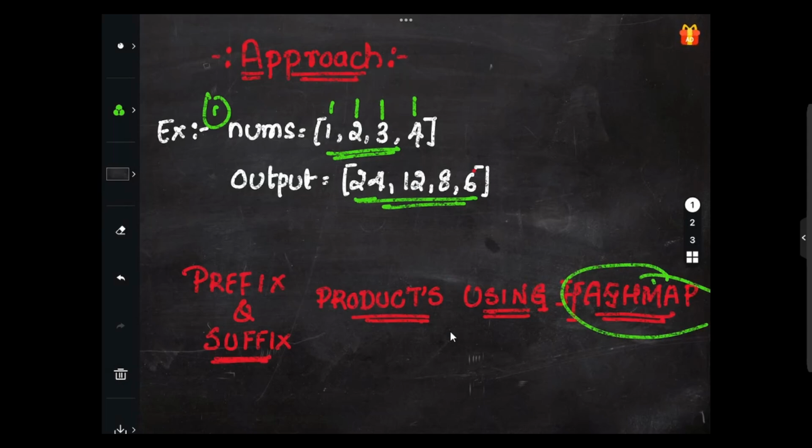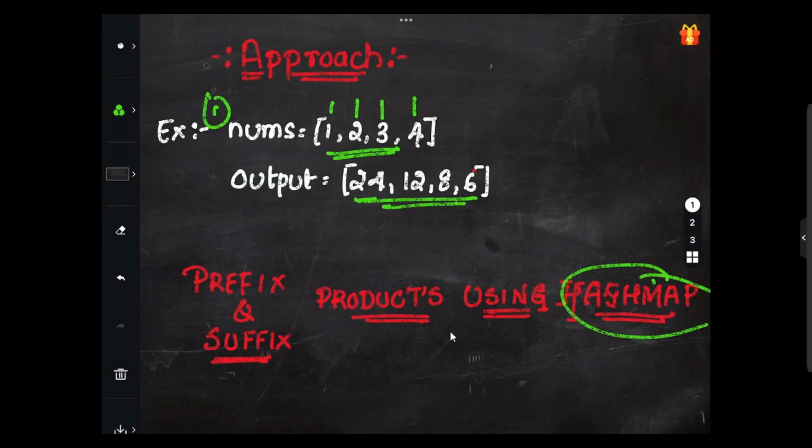Why is hash map required here? Before making use of the prefix and suffix, we have to calculate the prefix and save the numbers somewhere. That's where hash map will be handy. We will be calculating the prefix initially, we'll get a certain value, and we'll store it in the hash map. We'll do the same thing with the suffix as well. We will calculate suffix products, get a certain value and store that in the hash map, and finally we will retrieve from both and multiply prefix into suffix to get the final answer. So that is where hash map is completely handy.